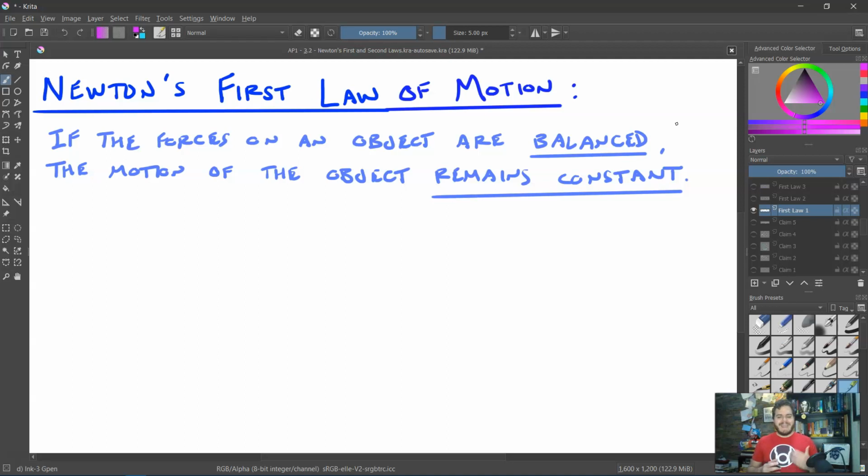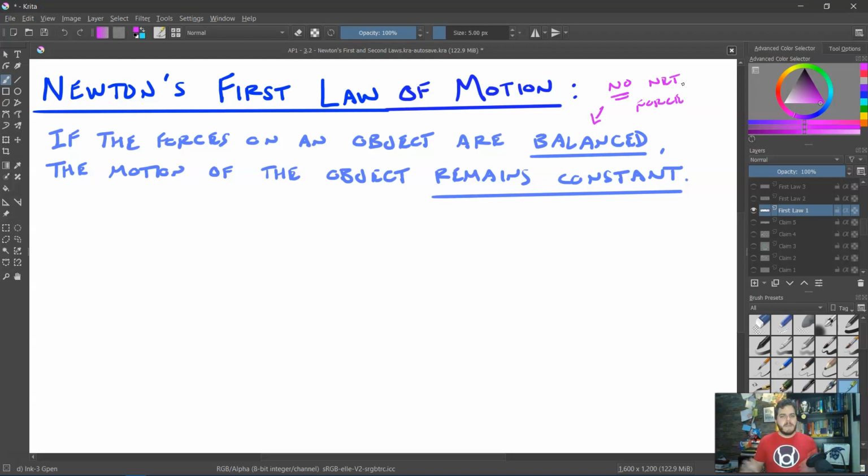You don't need a force to keep an object moving. Instead, we have what is known as Newton's first law of motion, which is that if the forces on an object are balanced, the motion of the object remains constant. Now let's talk about a couple things here. First off, we say balanced. So what does balanced mean? It means not unbalanced. So this means there is no net force.